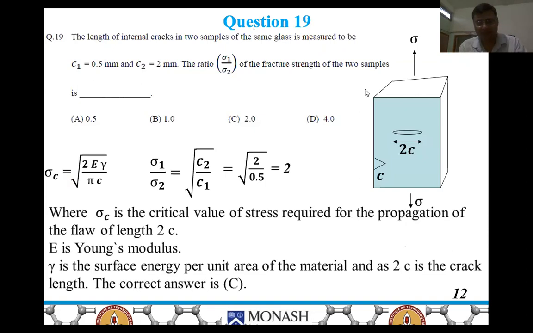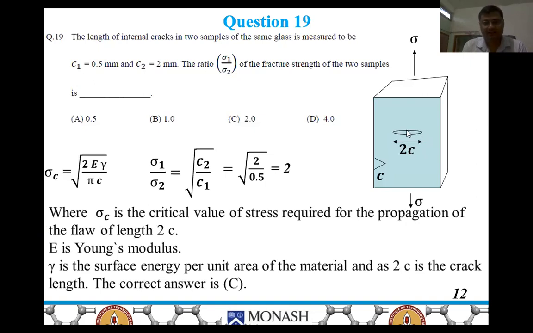Question number 19. The lengths of internal cracks in two samples of the same glass are measured to be C1 equal to 0.5 millimeter and C2 equal to 2 millimeter. The ratio sigma 1 upon sigma 2 of fracture strength of the two samples is? So here we are talking about glass, so Griffith theory of brittle fracture applies, because glass is brittle. Here we have the formula sigma c is equal to square root of 2 E gamma upon pi c, where E is Young's modulus, gamma is surface energy, and c is the crack size.